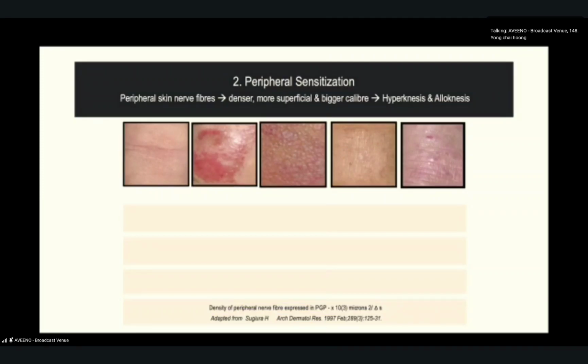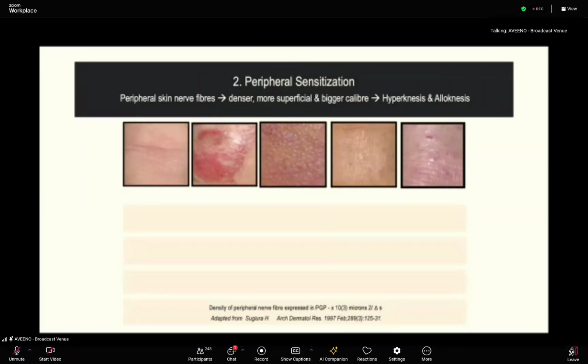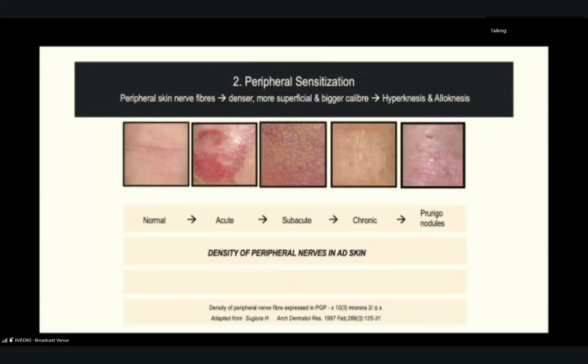This is one of the elegant studies by Professor Tominaga et al. from Japan. He biopsied the normal skin, acute eczema skin, chronic eczema and prurigo nodule, and stained for the free nerve endings of the itch nerve fibers, and found that the density of the free nerve endings over the prurigo nodularis area is about 3.5 times denser than the normal skin. It means over the skin of chronic eczema, the radar to sense itchiness is a lot. It means just a mosquito flying across the skin, you can already sense it by this radar.